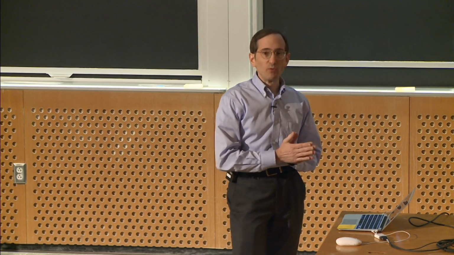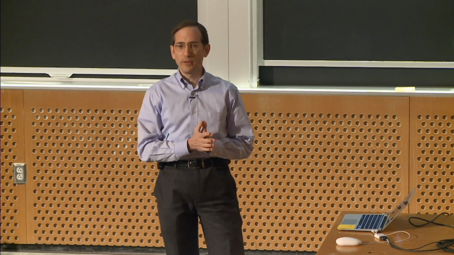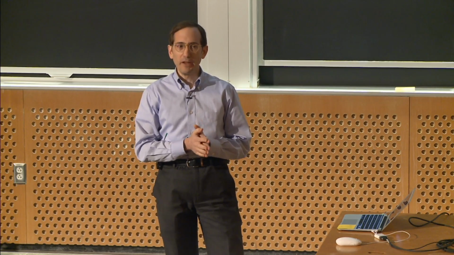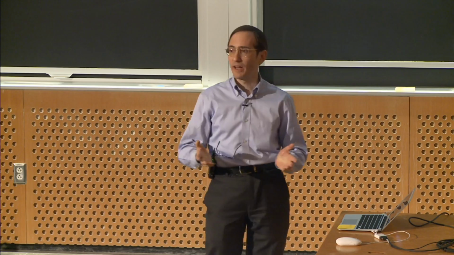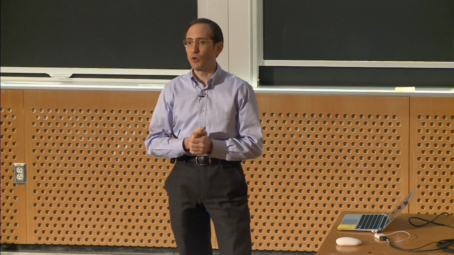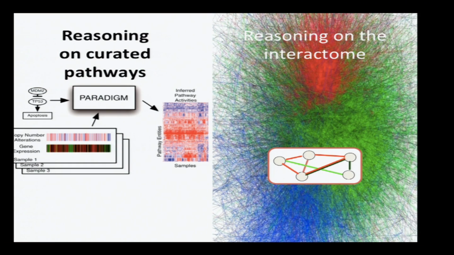OK, so this has all been reasoning on known pathways. One of the big promises of these systematic approaches is the hope that we can discover new pathways. Can we discover things we don't already know about? And for this, we're going to look at interactome graphs. So graphs that are built primarily from high-throughput protein-protein interaction data, but could also be built, as we'll see, from other kinds of large-scale connections.